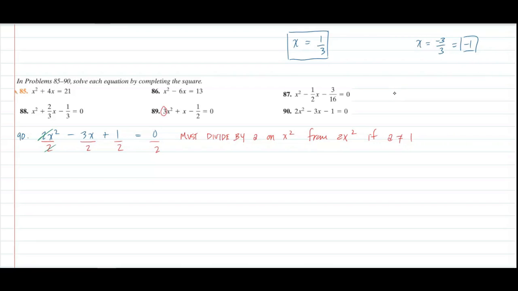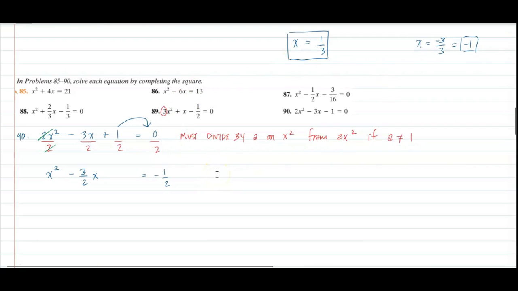All right, so now on that front term, you've got an x squared. Then you've got a 3 over 2x. Let me write it like this. And then we're going to move this half over to the right side, so it'll become negative half, like this. And notice that 0 divided by 2 would have given you 0.